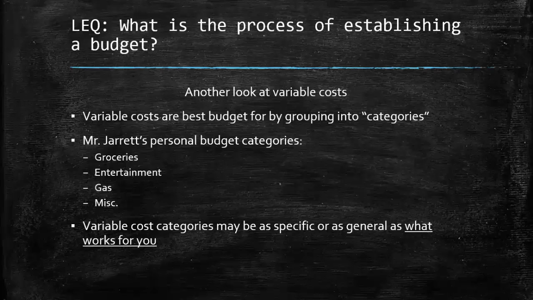Now, what I give you, my variable cost categories, that's what works for me. So on my actual budget, again, I practice what I preach. My actual budget, my variable cost, I only have 4 categories: groceries, entertainment, gas, and miscellaneous, with miscellaneous being random things that I buy. And within each of those categories, I have a specified amount of money set aside. So in other words, variable cost must be what works for you.